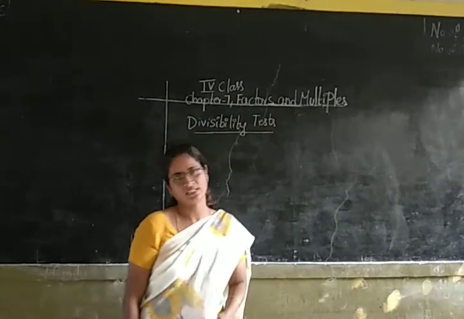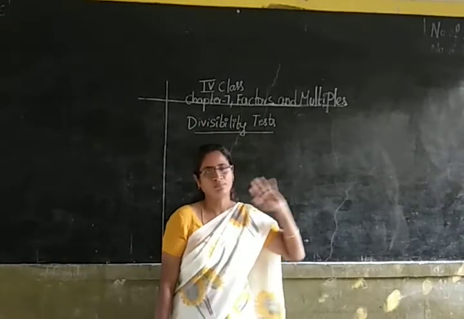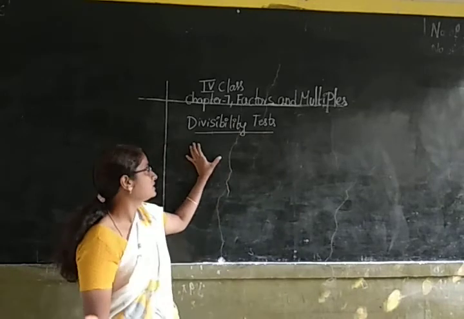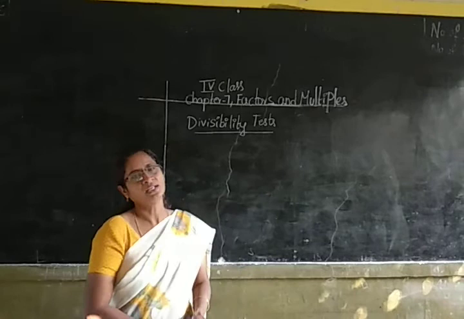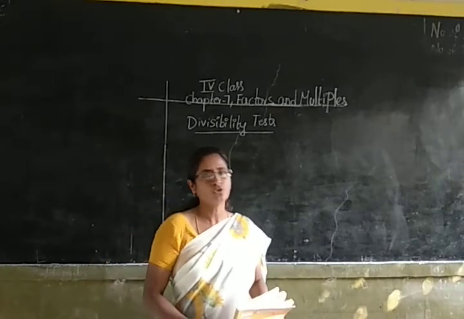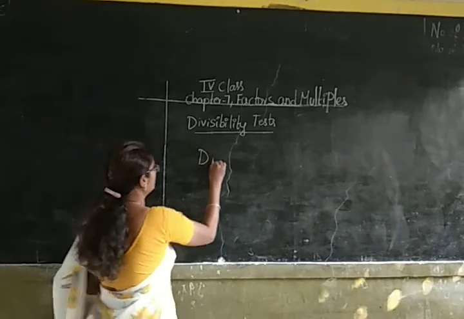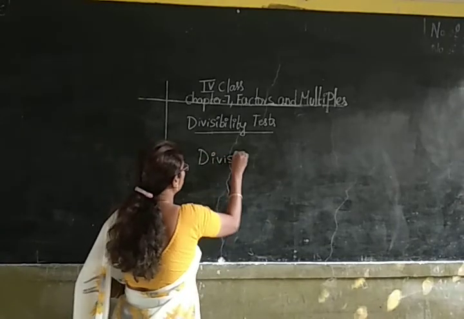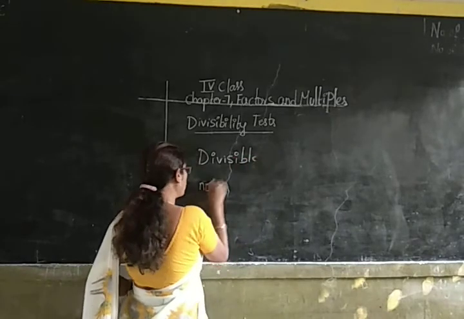Okay children, today let us start a new chapter, chapter 7, factors and multiples. Today let us learn about divisibility test. Children, do you know the meaning of the words divisible and not divisible?